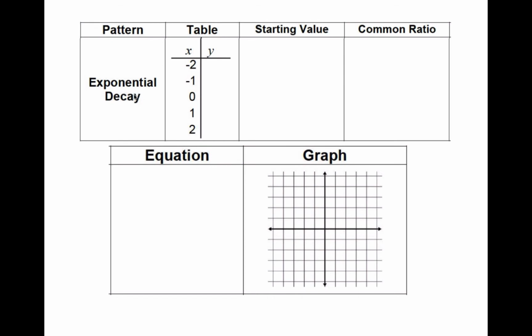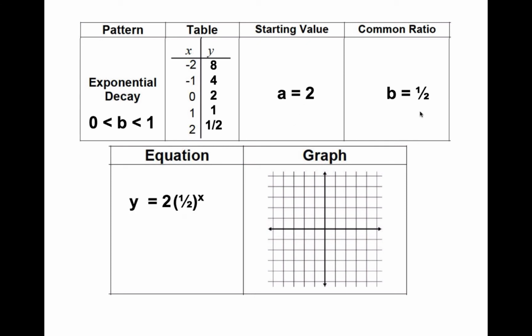Well, we can also have exponential decay. This is when you're multiplying by something between 0 and 1, but not including 0 or 1. So I'm going to make up some numbers for this. We're calling it 8, 4, 2, 1, and 1/2. So my starting value, my y-intercept is 0, 2. But this time, what are my y values getting multiplied by? They're getting multiplied by 1/2. So my equation is y equals 2 times 1/2 to the x power. And then when you graph this, it goes off the graph, but we have negative 1, 4, 0, 2, 1, 1. It's curving down like so.